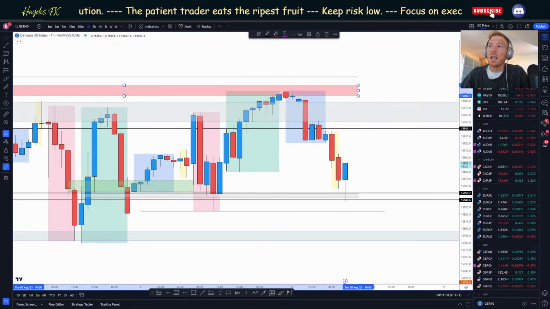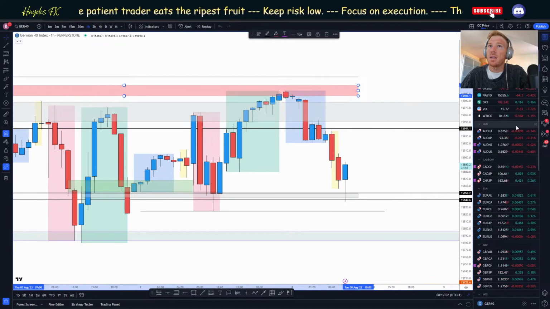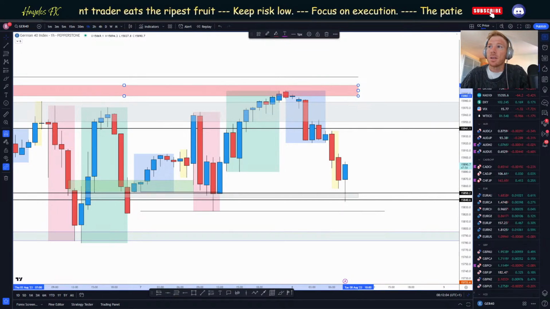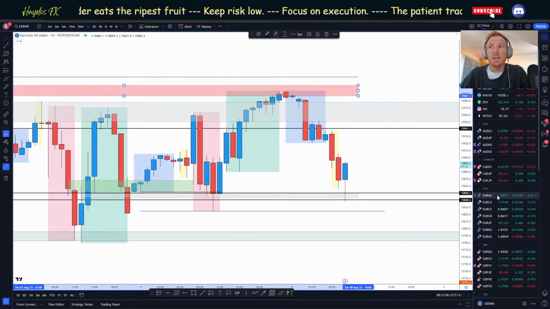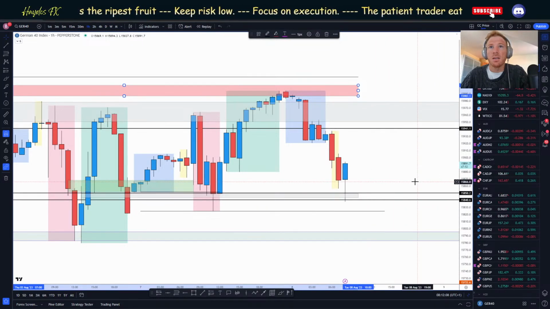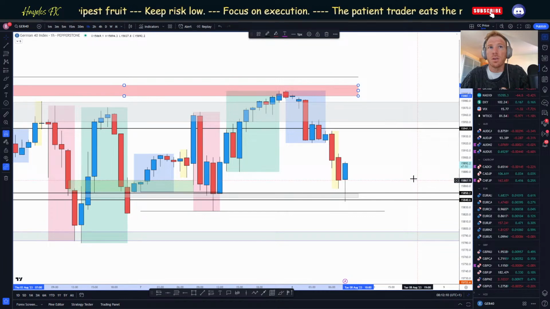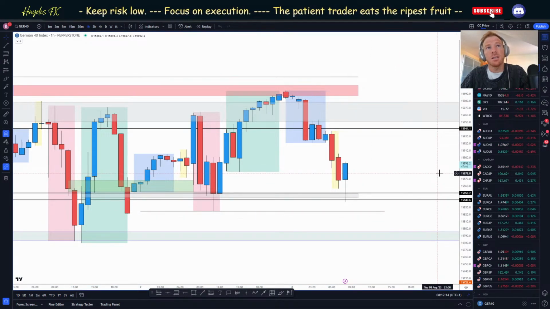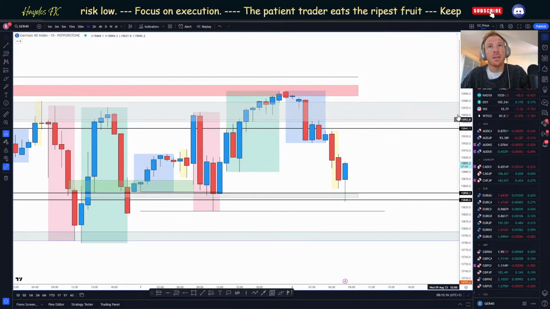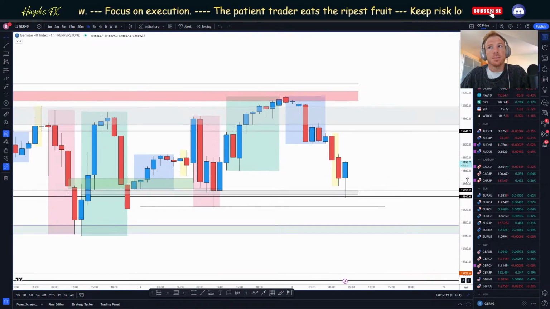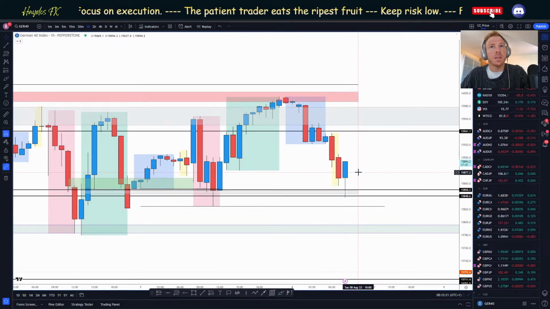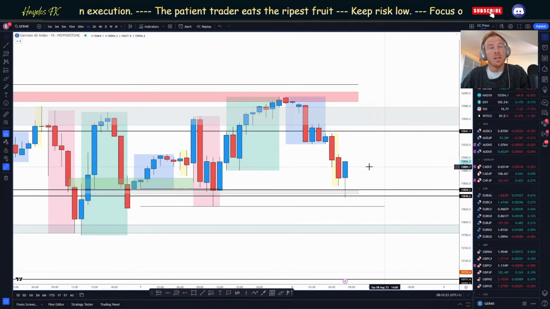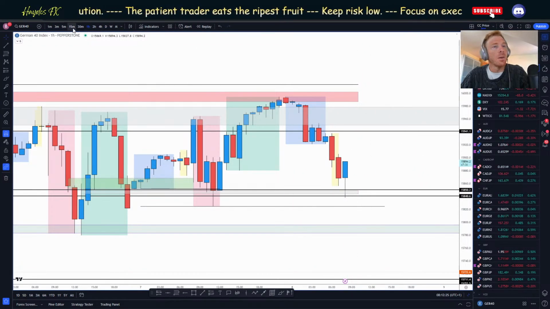If anyone's looking at other pairs as well, then it's good practice to try and jot down your plan or your idea and send it, so we can look at it and then check later on how it worked out.